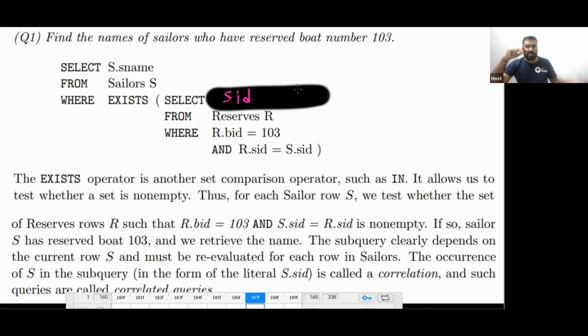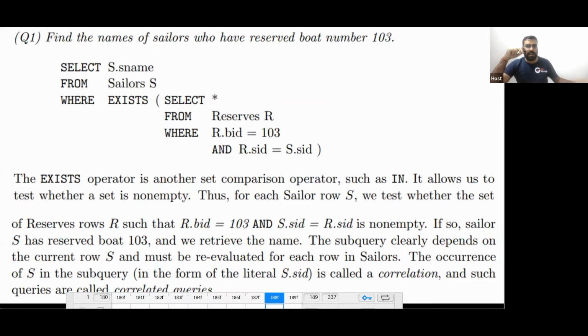But if you do SID, whose SID will it be considered? It will be considered SID of R, closest. If you write SID directly, it will be considered SID of R. That is also fine. This query is also correct. But this query is not correct.